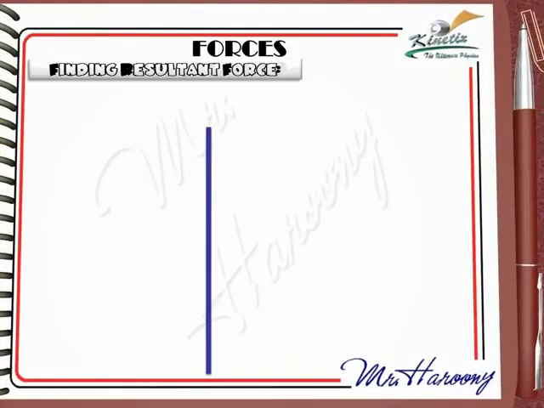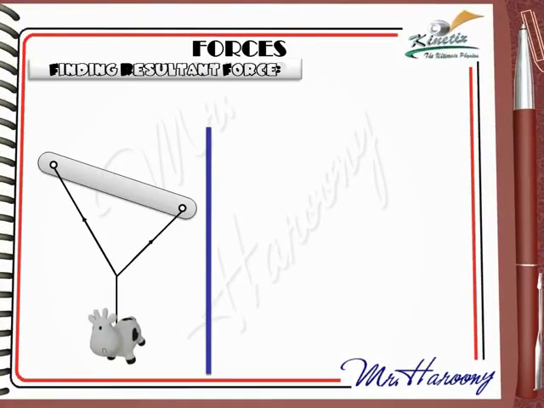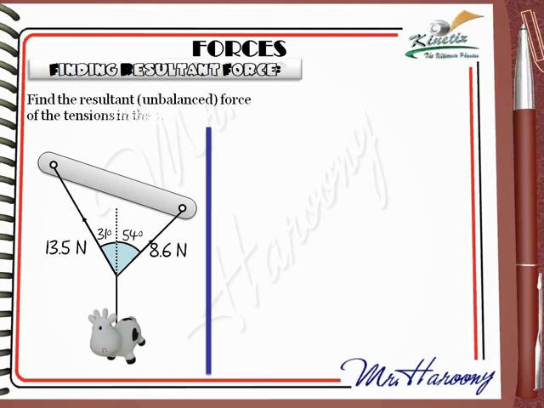A third example shows a small toy that is hanged as shown. This causes unequal tensions in the two strings. The angle between the vertical line and each of the two forces are 54 degrees and 31 degrees. The magnitude of the two tension forces in the string are 8.6 and 13.5 newtons. Find the resultant unbalanced force of the tensions in the string.